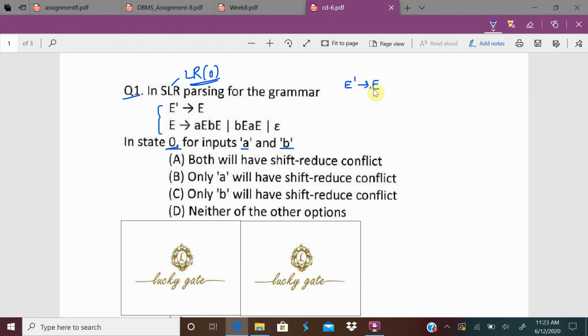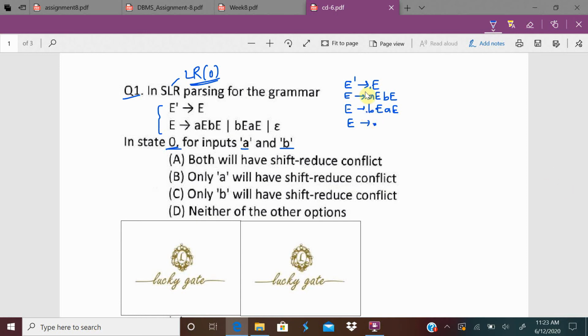beginning. Because the dot is at the beginning, we have to add E productions into the same closure set. What were the E productions? E tends to E, E, E. And the second production is E tends to E, E, E. The third production, E tends to epsilon. E tends to epsilon is going to generate only one item, which we call E tends to dot.